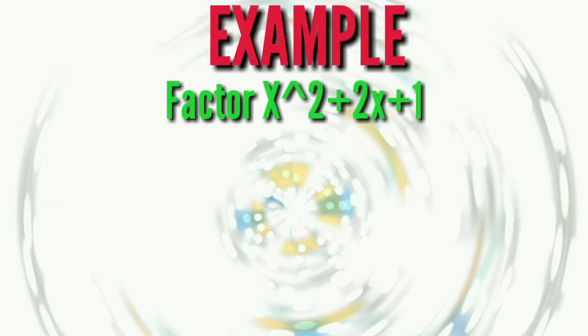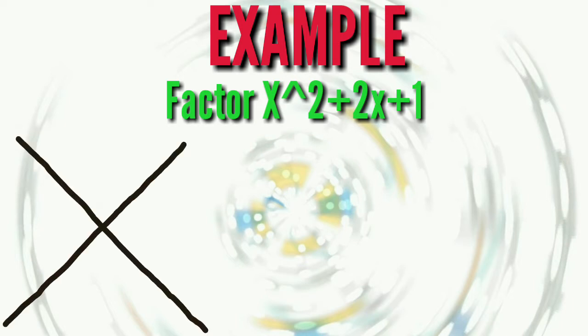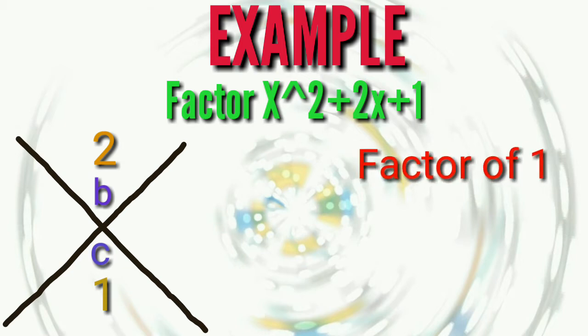Example, factor the x squared plus 2x plus 1 by using the X method. First, draw an X and identify the b and c in a quadratic equation. After identifying the b and c, get the factor of c so that we can proceed to the next step. The c is 1, and the only factor of 1 is 1 times 1 that satisfies the b, which is 2. When you add 1 plus 1, it gives a number of 2.